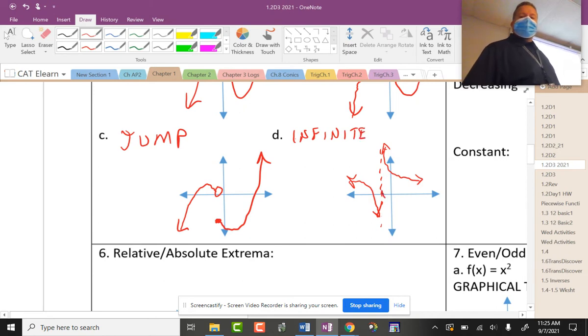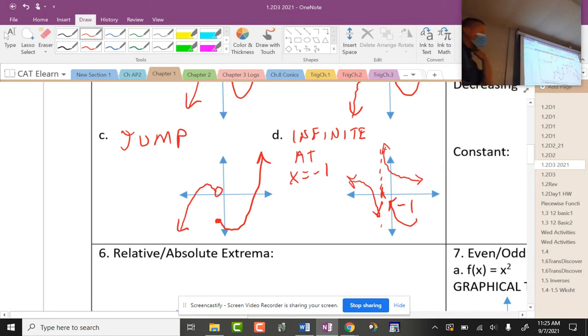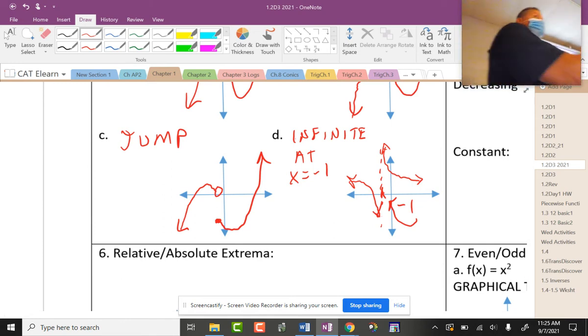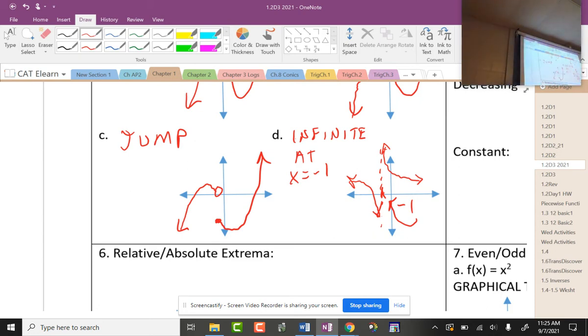And then let's say this is -1. You would say an infinite discontinuity at x equals -1. That's how you would state that. I guess you would say that the jump discontinuity is at some x value as well, the position where you'd have to jump from. Okay, so those are just words, all right? Very simple vocab words. They just have to be memorized.